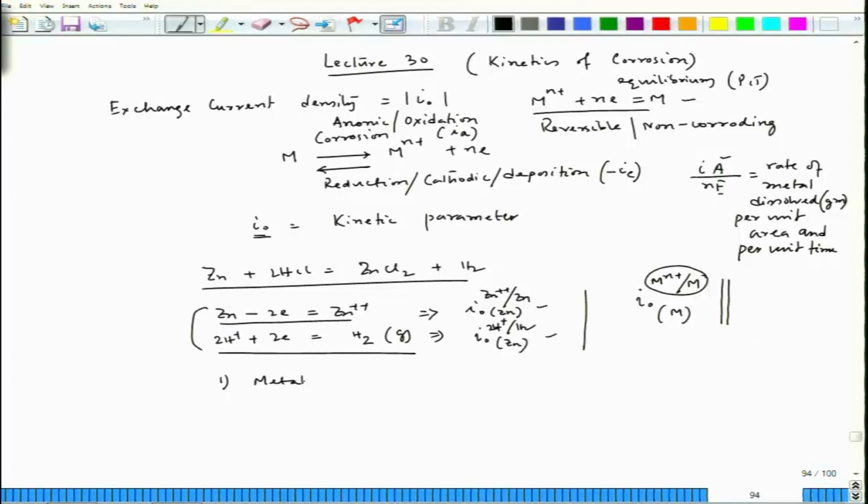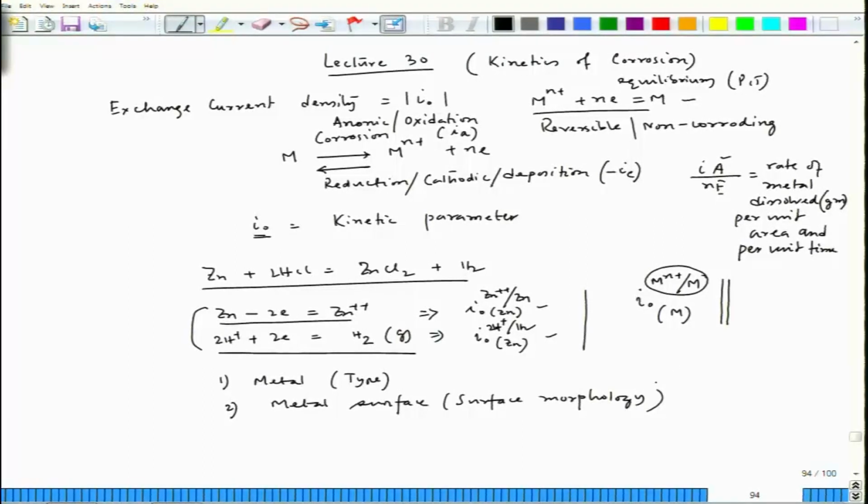One is metal, which is the type, depending on zinc, platinum, palladium or gold, this I0 would change for a particular reaction. Second is metal surface. So, the metal surface condition would also change the I0 for a particular reaction. So, this is surface condition, I would say, surface morphology. So, let us look at these two situations.